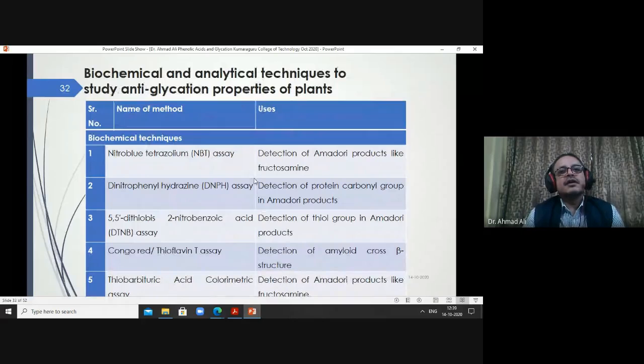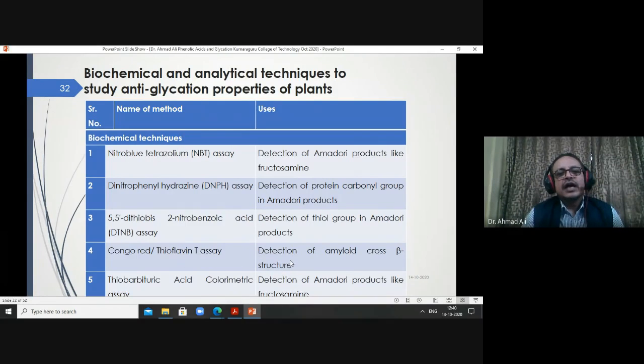How are these glycation products or anti-glycation properties of plants measured in the lab? We have several spectrophotometric assays, which we can call biochemical techniques. One is the nitro-blue tetrazolium assay, which detects the early glycation product. Then we have the DNPH assay, which detects the advanced glycation products. Then we have DTNB, which measures the modification in the protein.